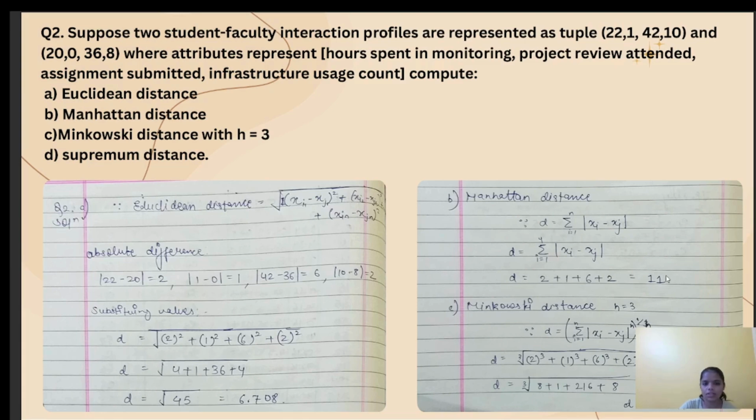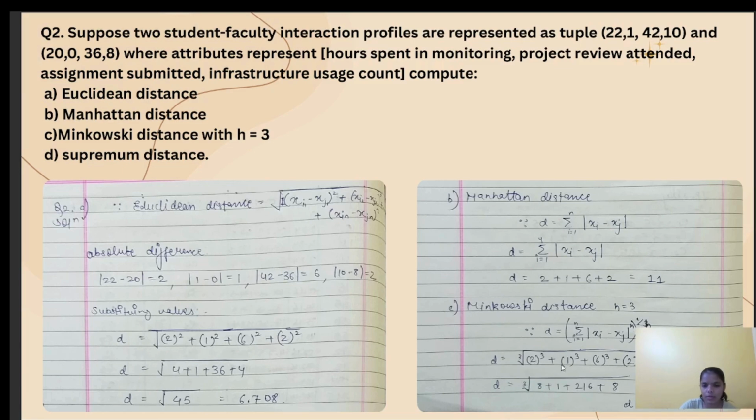Now see the Minkowski distance where h is 3. To calculate this distance, our formula is the summation from i equals 1 to n of the modulus value of xi minus xj whole power h, then the whole raised to the power 1 by h. Here h is 3, so this will become the cube root. In the summation we have to add the absolute values. We have already calculated the absolute differences, so we will substitute them, and here h is 3.